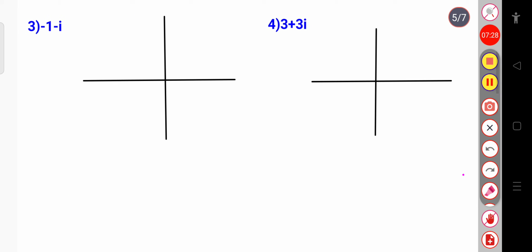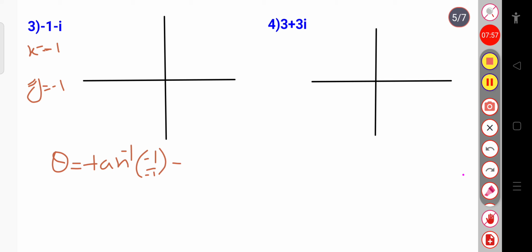Now let us take another example, that is minus 1 minus i. Here you can see that x equal to minus 1 and y is also equal to minus 1. So from this you can calculate the theta value, which will be equal to tan inverse y by x, or tan inverse of minus 1 divided by minus 1, or tan inverse 1. Tan inverse 1 is nothing but pi by 4. This angle will be pi by 4.